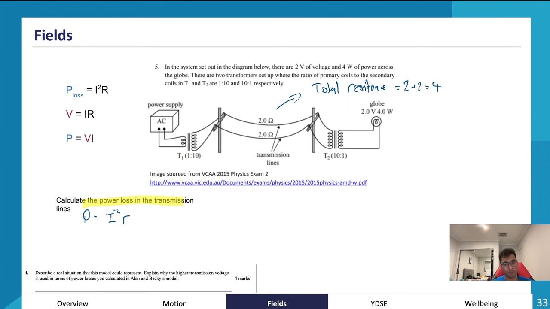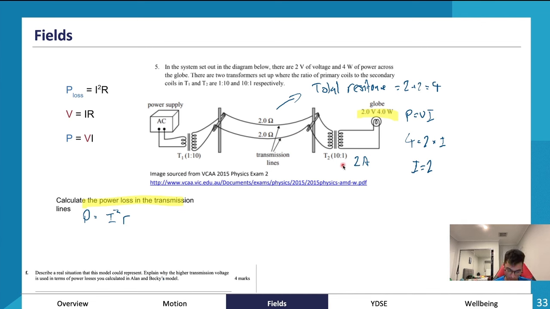Current we don't know. However, we've been given this piece of information where the globe has 2 volts with 4 watts of power. So to convert, we know P equals VI. So 4 is equal to 2 times current, and current is equal to 2. So we know the current of this section is 2 amps. But we want the current in the wires. So we are faced with this step down transformer.